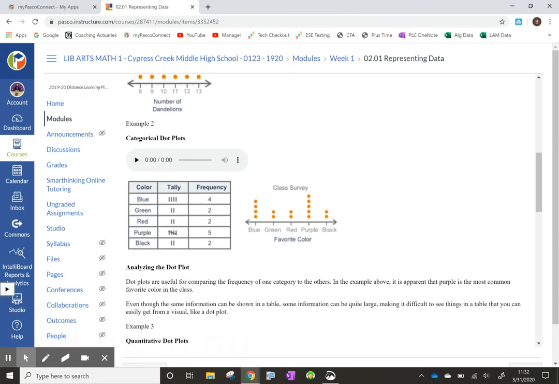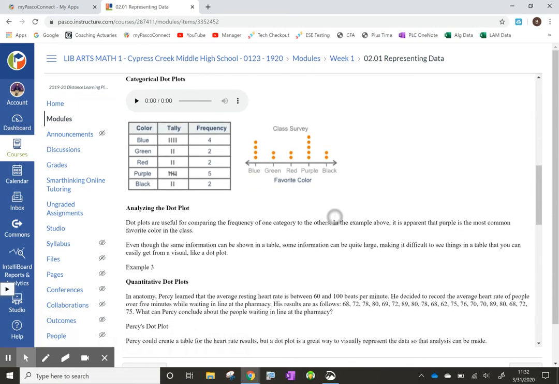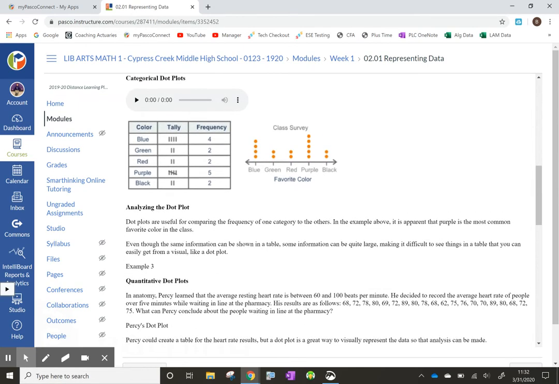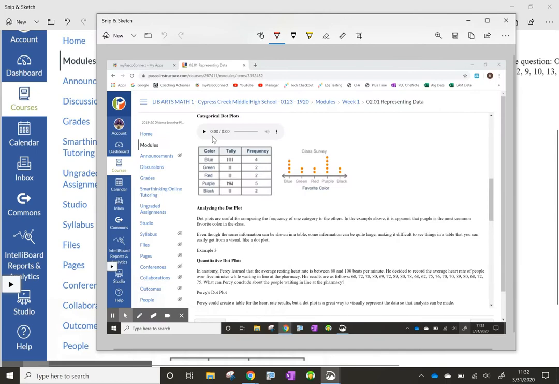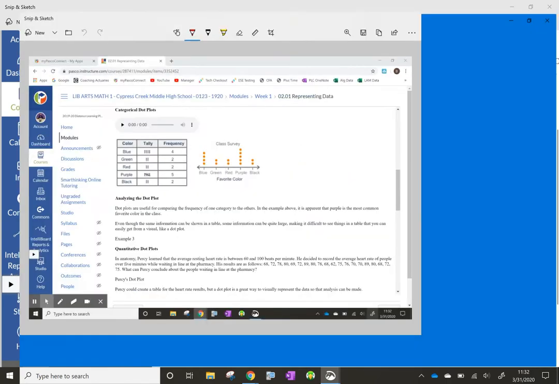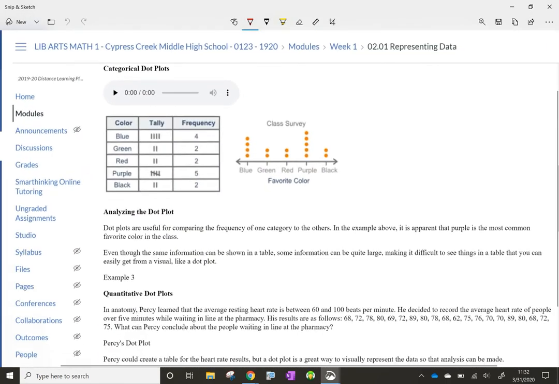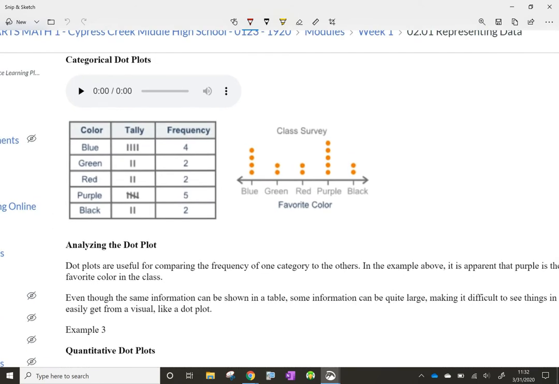Categorical dot plots. So same idea. You can see the categories here are separated into blue, green, red, purple, black. We'll take another snapshot of this. Okay. Tallies of frequency is the same thing. It's just a different way of writing the same number. So there are 4 that are blue. There are 2 that are green, right? There are 2 that are red, and so on.